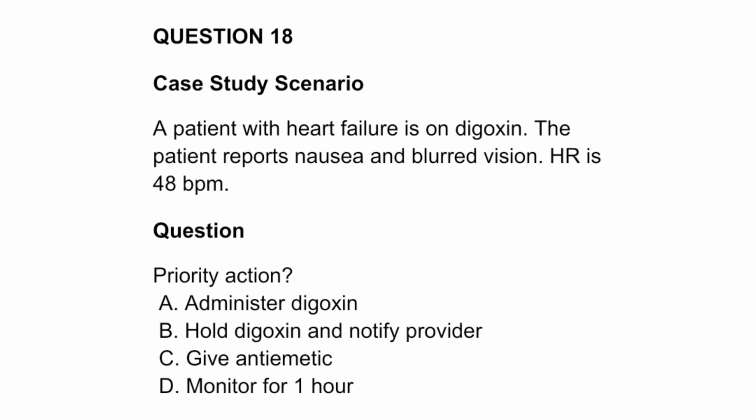Question 18. Case study scenario. A patient with heart failure is on digoxin. The patient reports nausea and blurred vision. Heart rate is 48 BPM. Question: priority action. A. Administer digoxin. B. Hold digoxin and notify provider. C. Give antiemetic. D. Monitor for 1 hour.